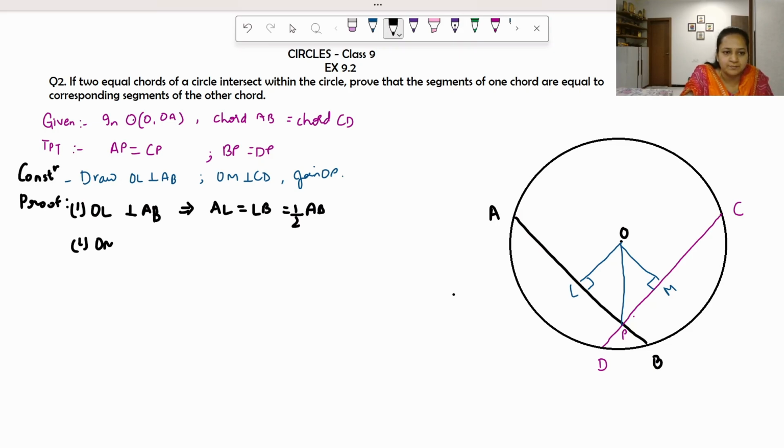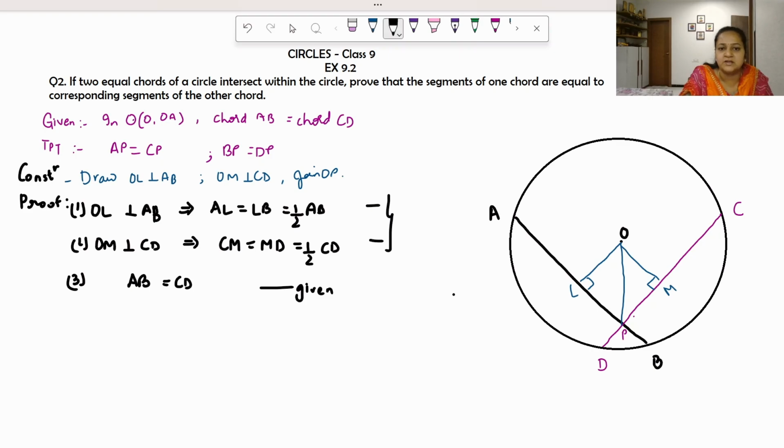Similarly, OM is perpendicular to CD, so we can write that CM is equal to MD, which is half of CD. What other information do we have? We already know that AB is equal to CD. This is given to us. And why are we able to write these two statements? Because a perpendicular from the center of the circle to the chord bisects the chord. That is the reason that we are going to give over here. If AB is equal to CD, which is given to us, can we write half AB is equal to half CD?